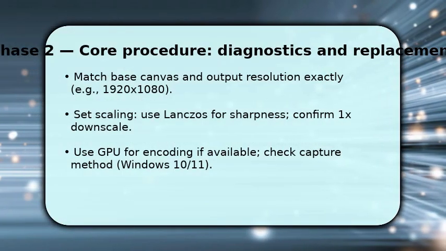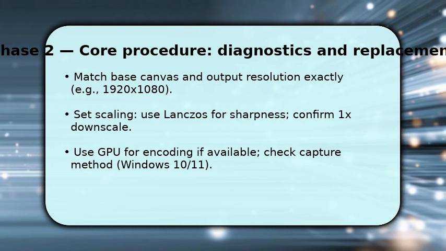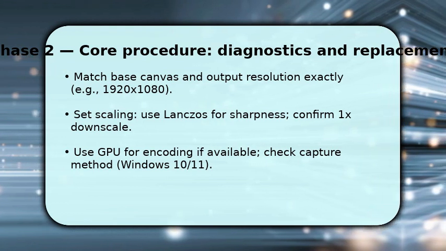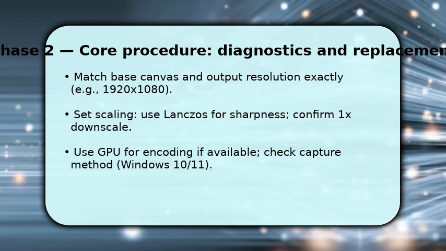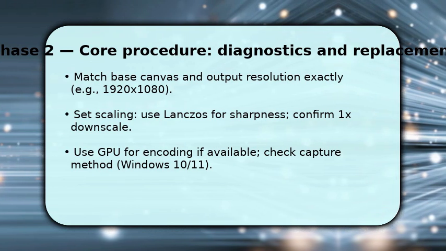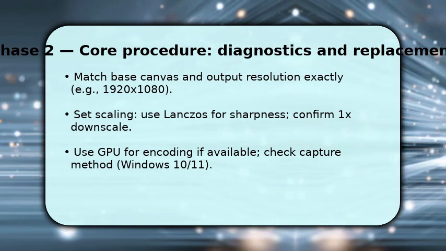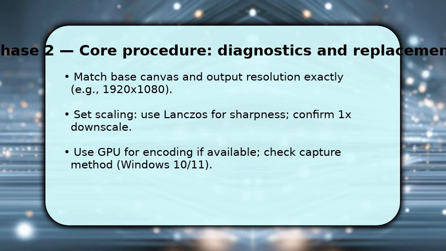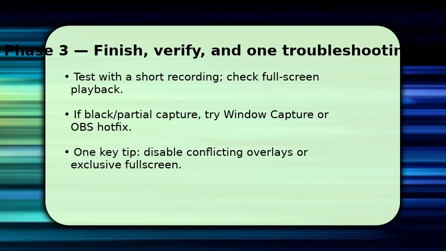Now you configure OBS to record the full screen correctly. Set the base, canvas, and output scaled resolution to the exact monitor resolution so pixels map 1:1. Once set, choose a quality-preserving scaler, Lanczos, and confirm the downscale is 1x to avoid cropping. Then pick an appropriate encoder. Use the GPU hardware encoder when possible to reduce CPU load and avoid dropped frames. Also, switch capture method between automatic and Windows graphics capture to see which reliably captures that app or desktop. Finish by recording a short test clip and playing it back to confirm full screen capture from edge to edge.